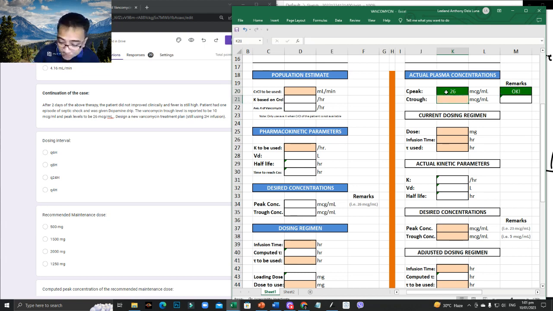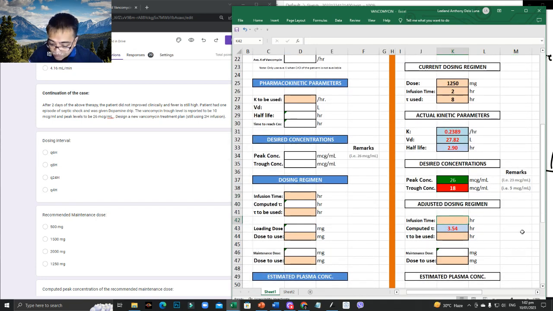Huwag yung pansinin yung nakasulat na okay dyan. Tapos ang actual trough is 10. Tapos ang current dose na ginagamit ng patient natin is 1250 to be infused for 2 hours, every 8 hours. So, labas dito, tingnan nyo, ang kanyang actual K is 0.2389, 27.82 for the VD, and then half-life is 2.90. So, ang desired peak ko would be 26. Again, ang desired trough ko is 18. Again, huwag niyo nang pansinin yung mga namumula-mula dyan. So, ang infusion time ko is still 2 hours. So, again, ang sabi sa akin dito is 5.54 na tau or na dosing interval.